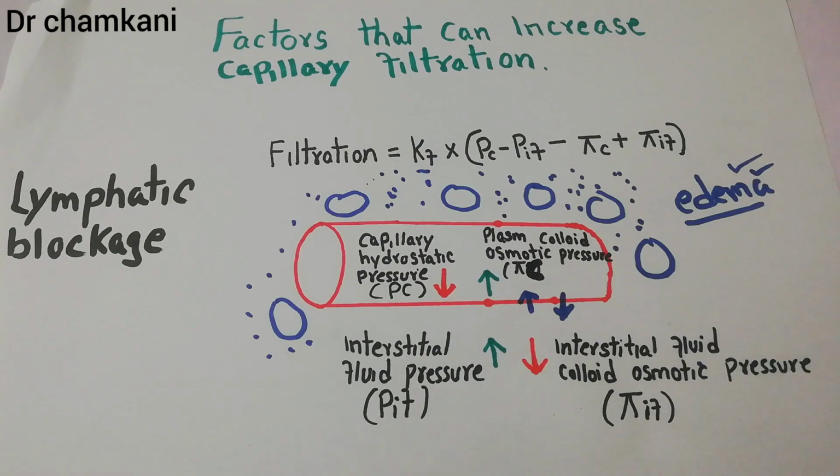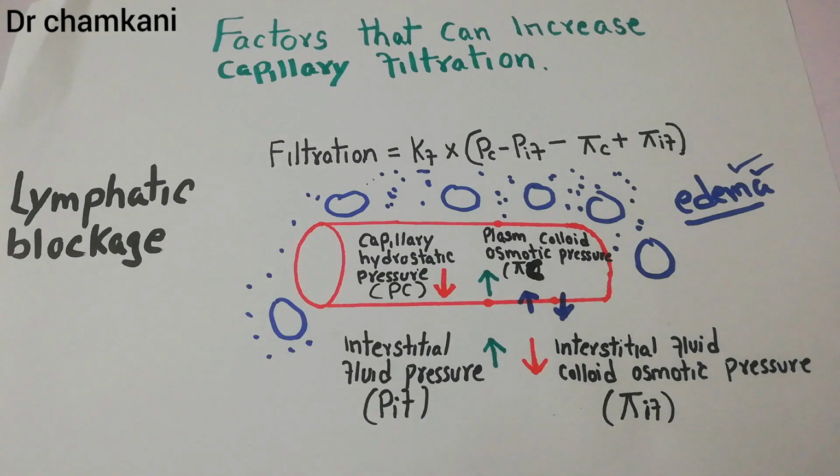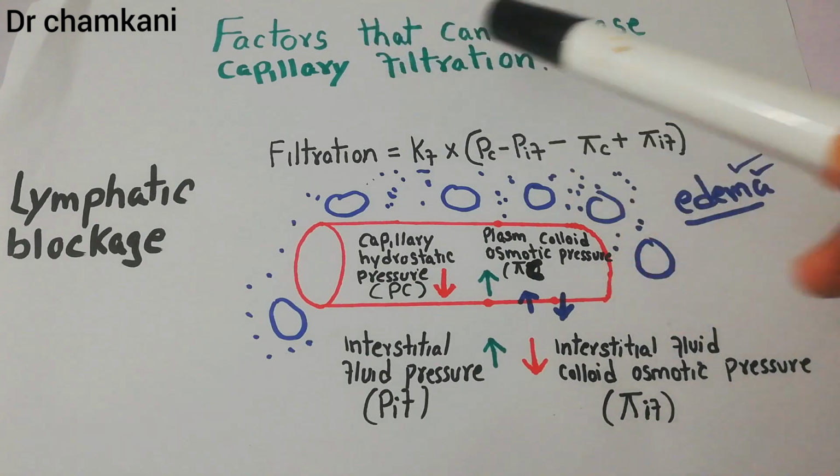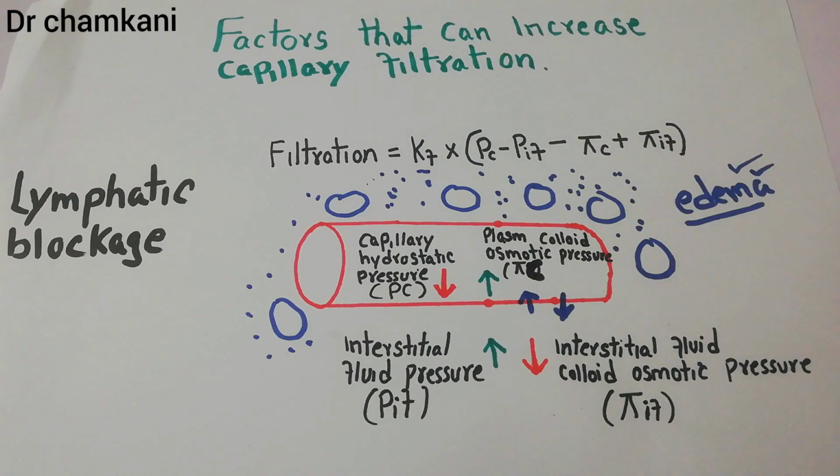In this lecture, we will talk about lymphatic blockage. Lymphatic blockage is a cause of extracellular edema. But to understand how lymphatic blockage is a cause of edema, we must first understand the factors that are involved in capillary filtration, or that can increase or decrease the capillary filtration.